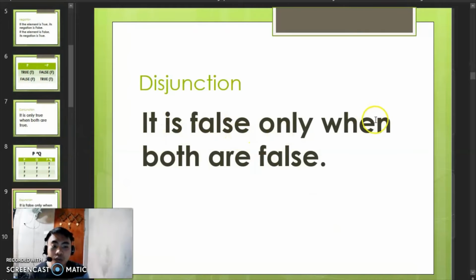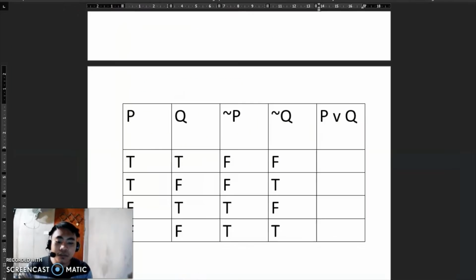It is false only when both are false. So, saka lang daw po magiging false ang ating element kapag ang element ni P at ni Q, or ng ating proposition, ay parehas false. So, ibig sabihin, pag kinuha ang nakita natin ay true, true ang sagot. False, true pa din. Or true, false, true pa din ang magiging sagot. This disjunction, it is false only when both are false. Saka lang daw magiging false kapag parehas false.